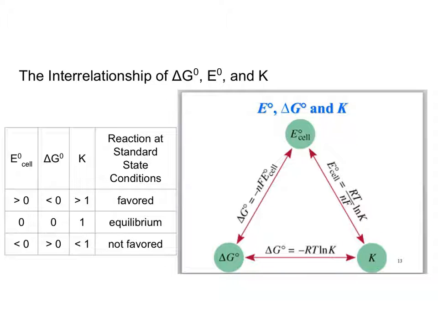If the cell potential is equal to 0, free energy change is equal to 0, K is equal to 1, we are at equilibrium, and we have nothing going on. If the cell potential is less than 0, the change in free energy is greater than 0, K will be less than 1, we have a not favored reaction. What this chart is designed to do is show you the different ways to get from cell potential to, for example, free energy, or cell potential to K, but it's been rearranged for you.